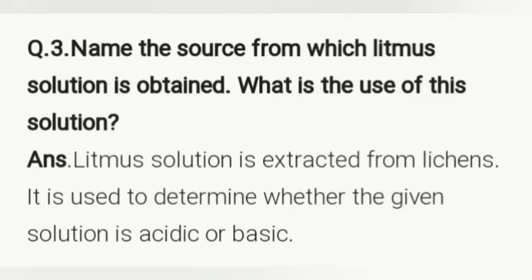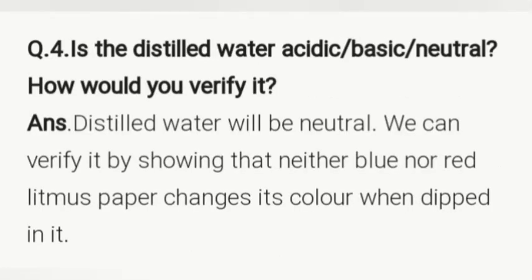And the fourth question is: is distilled water acidic, basic or neutral? How do you verify it? Distilled water will be neutral. We can verify it by showing that neither blue nor red litmus paper changes its color when dipped in it. This is shown by neutral litmus paper.